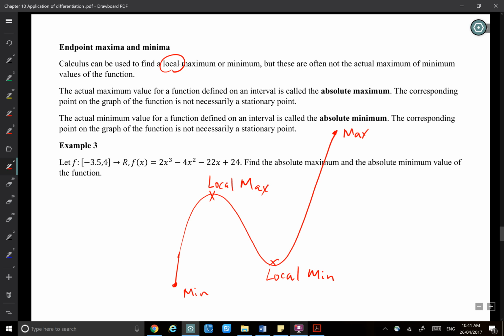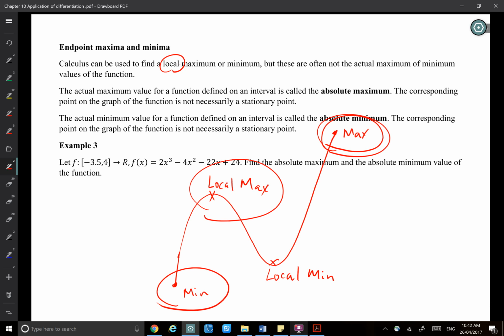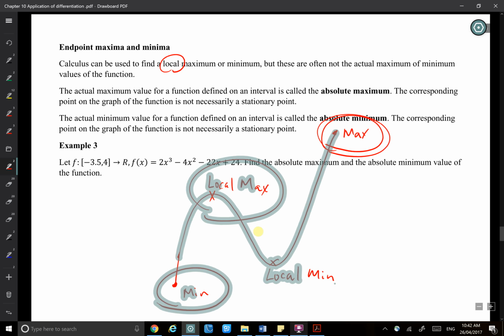So when you're trying to see whether a point is a local or absolute maximum or minimum, you need to use the graph to help you. In other words, the endpoints normally form the maximum or the minimum point. So what you need to compare is the local maximum and the endpoints. See which one is higher and which one is lower. The higher one should be the absolute maximum. I will show you an example later.